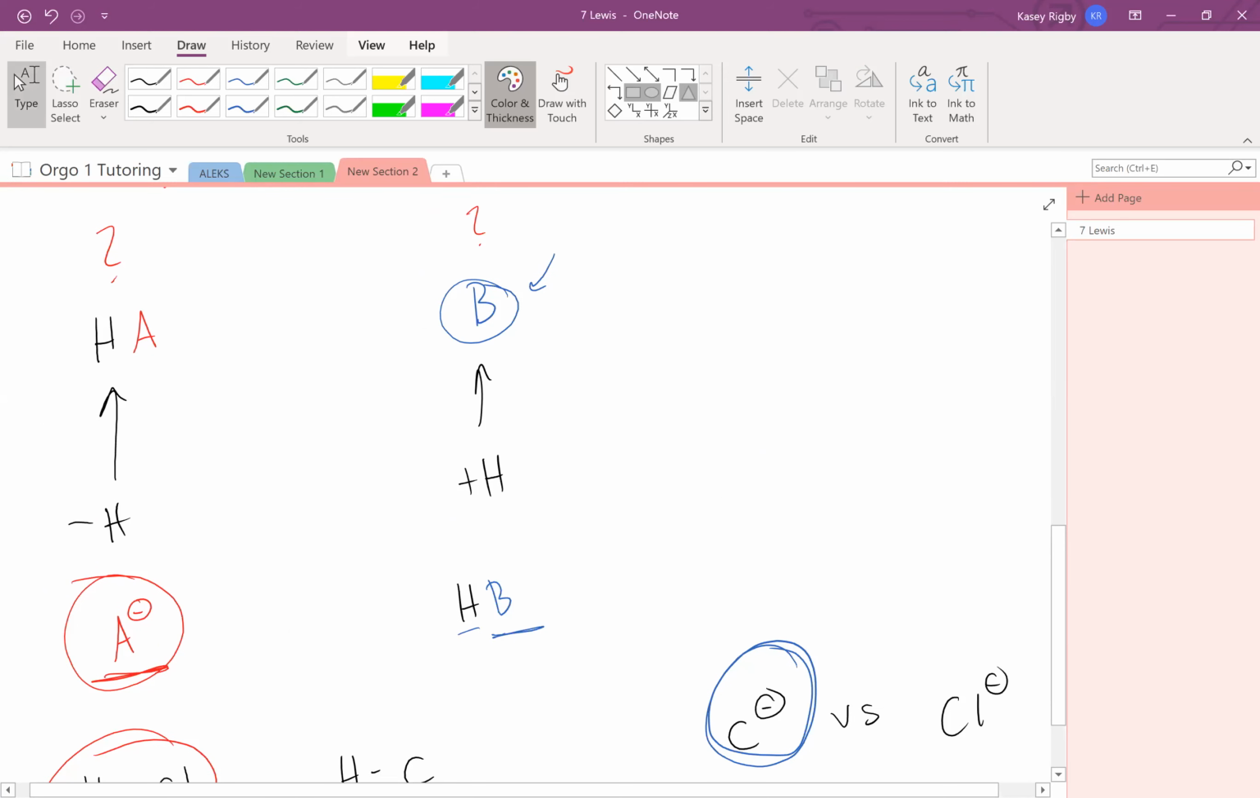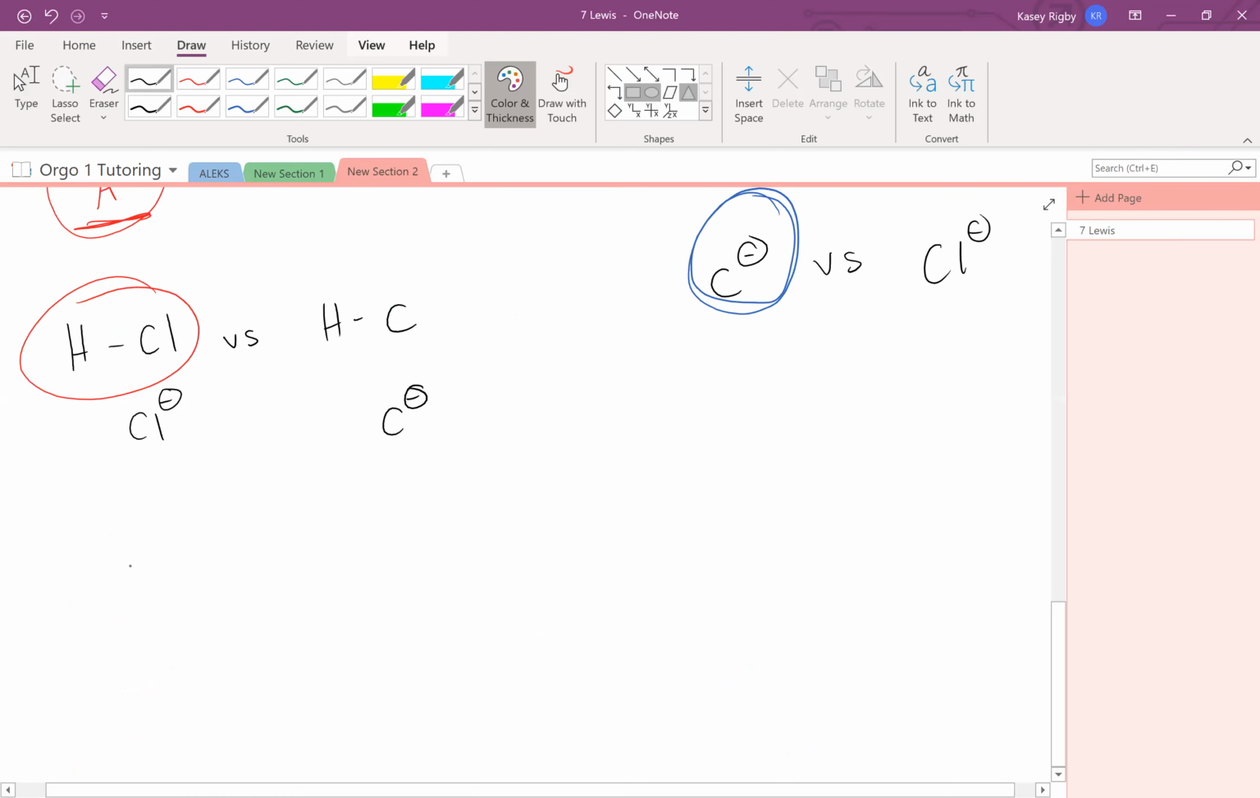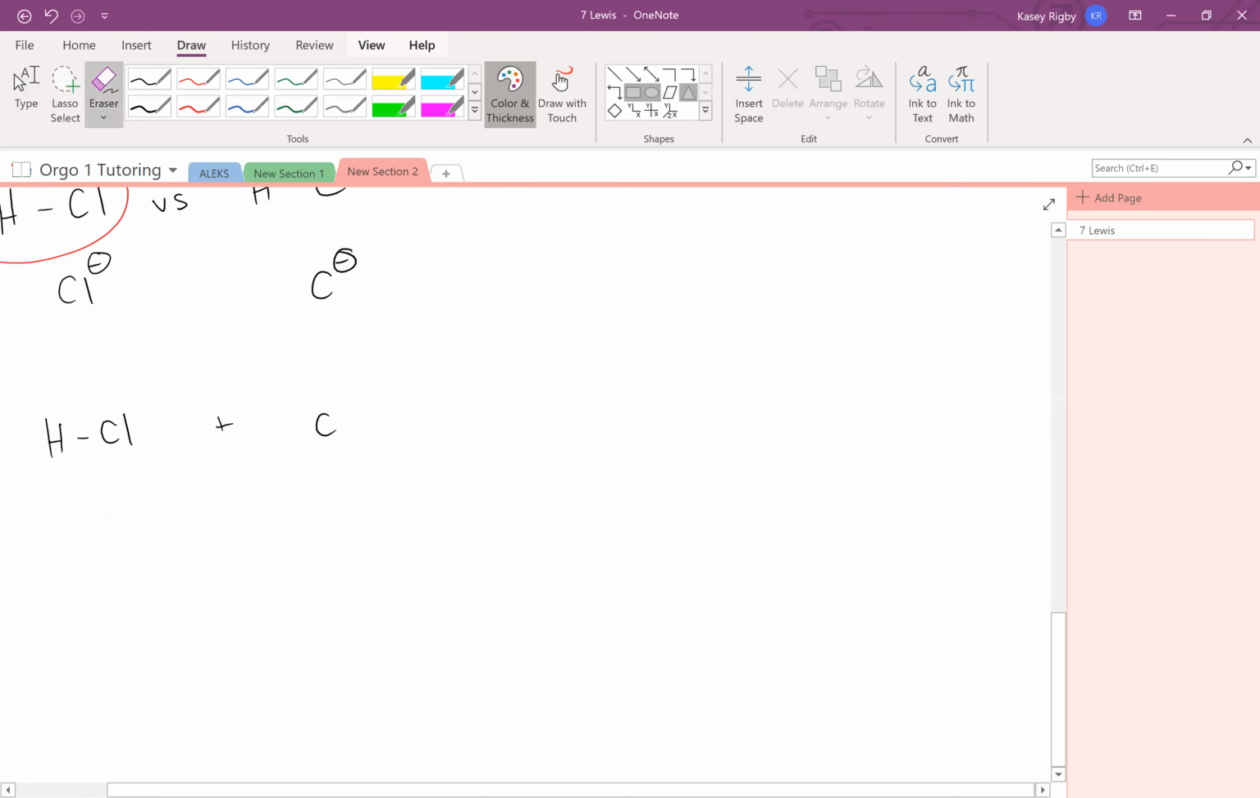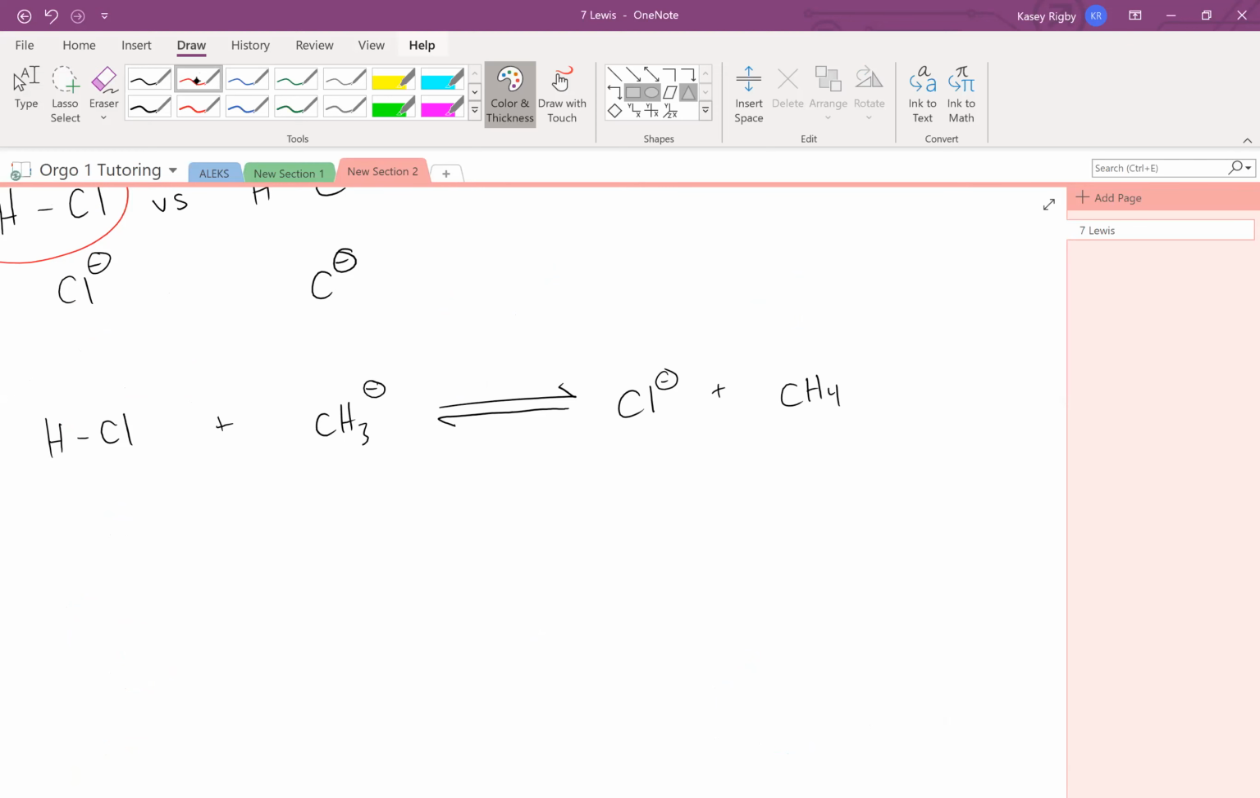Okay? So let's say we had HCl plus CH3 negative. I'm going to put CH3 negative because that's what I'm used to, but it doesn't matter. And we had something at equilibrium. These are equilibrium arrows. You've probably seen them before. And we had Cl negative plus CH4. When we're looking at acid-base reactions, the reaction is always going to proceed towards the weaker acid-base pair. So whichever side has the strong acid or the strong base, it's going to go to the opposite. So we've established before that HCl is a stronger acid than CH4.